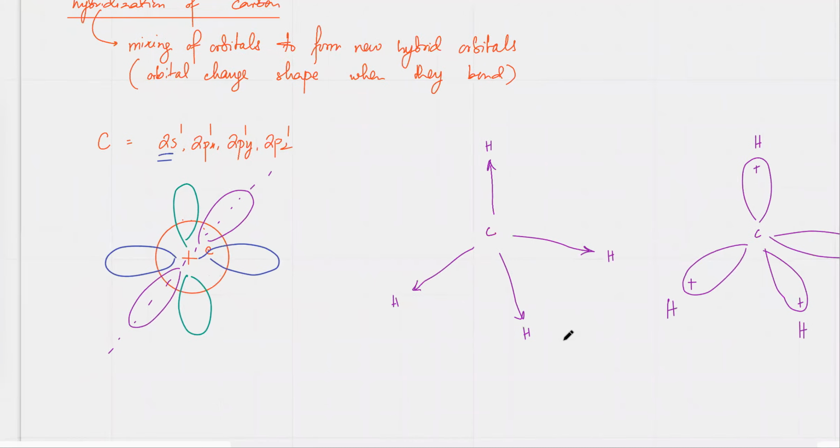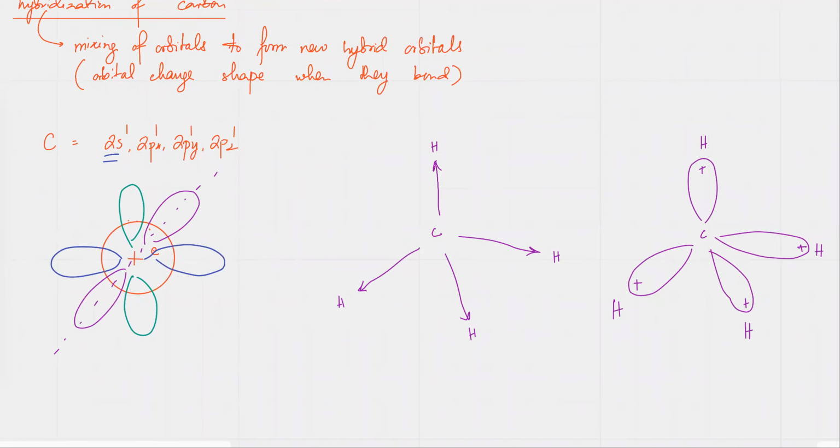Now the only thing is, you can't call the orbital S now, because S used to be spherical. Now it's not spherical. The electron that was buzzing around in a spherical region has all of a sudden gotten pulled by the hydrogen atom. It's no longer a spherical region. It's not occupying a spherical region anymore.